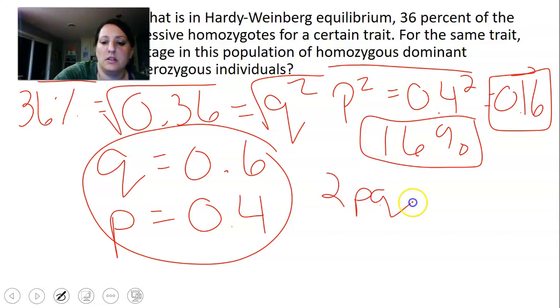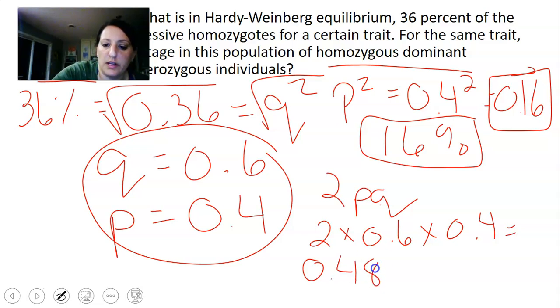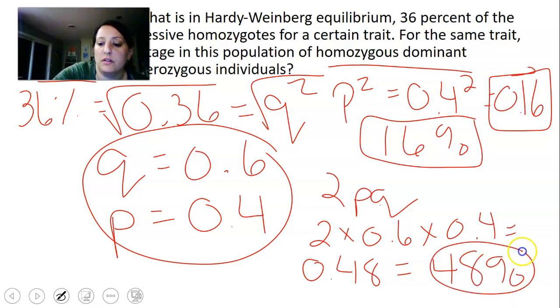2PQ. So that's going to be 2 times 0.6 times 0.4 equals 0.48. And of course we want percentage, not frequency. So that's going to be 48%. And we should be able to add up those 3 percentages, hopefully, to get 100. So 48 plus 36 plus 16.